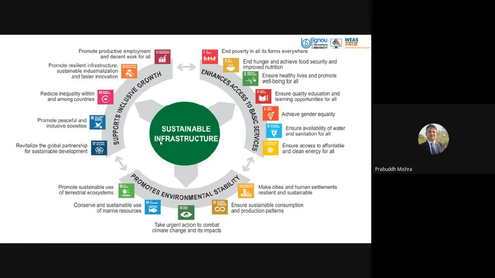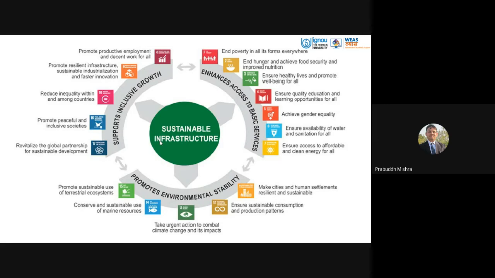Next is to ensure sustainable consumption and production systems. I have already talked about sustainable consumption. We don't have to be greedy. We have to take from nature and resources only whatever is required, the minimal, optimal requirement. Then, make cities and human settlements resilient and sustainable. This is very important because 50% of humanity lives in urban cities, and our cities have to be livable and sustainable, right? Urban flooding and disasters like earthquakes are going to cause huge loss. Not going to, things are already happening.